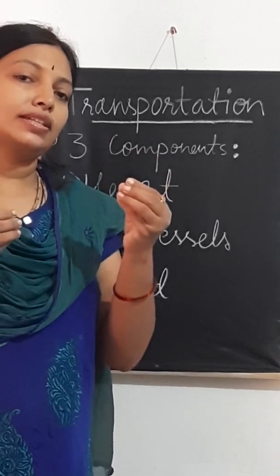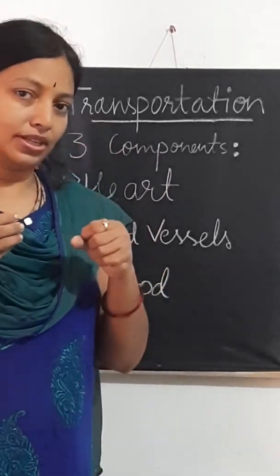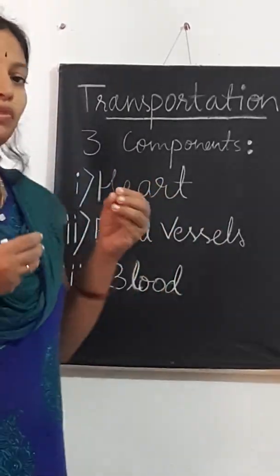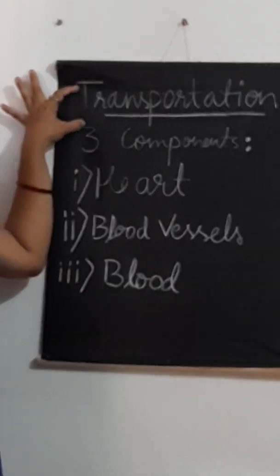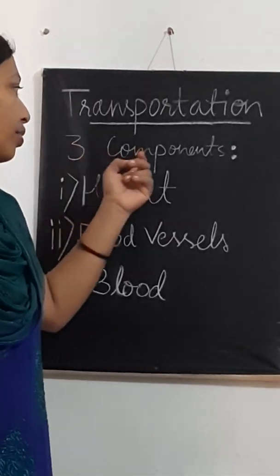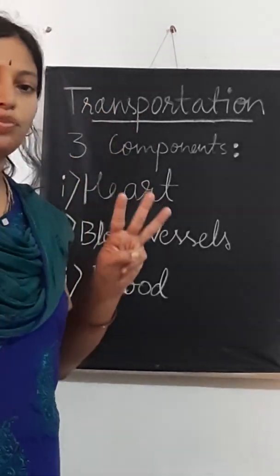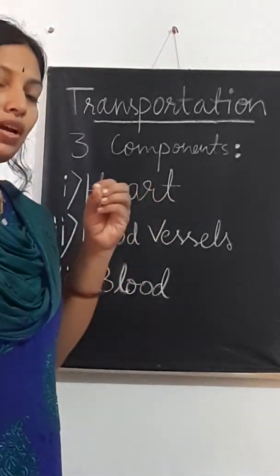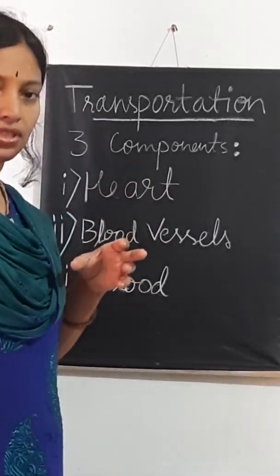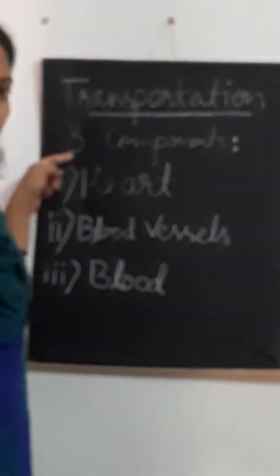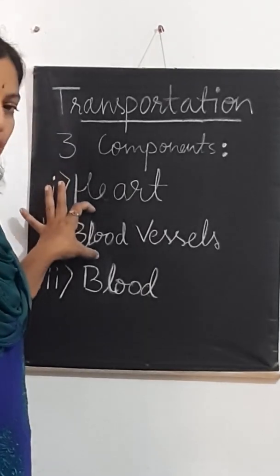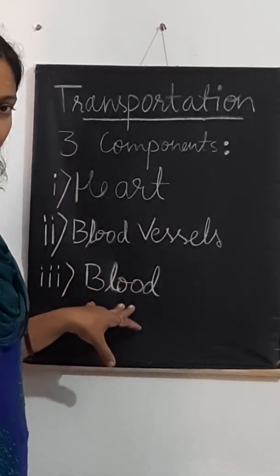The food that is digested and absorbed in the small intestine has to be transported to each and every cell. So for that we require a proper transportation system. In human beings, there are three components, means three parts of the transportation system. We have a very efficient transportation system, which is also known as the circulatory system. What are these three parts or components? The first one is heart, second is blood vessel, and third is blood.